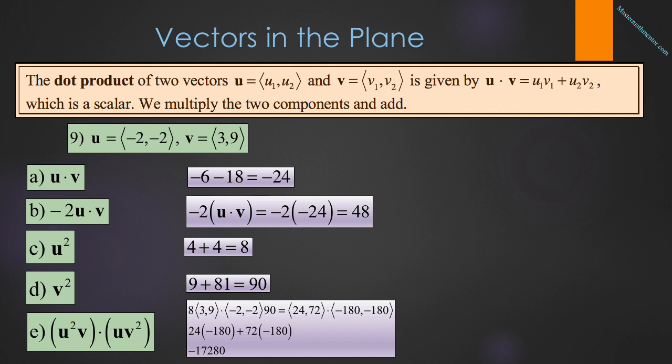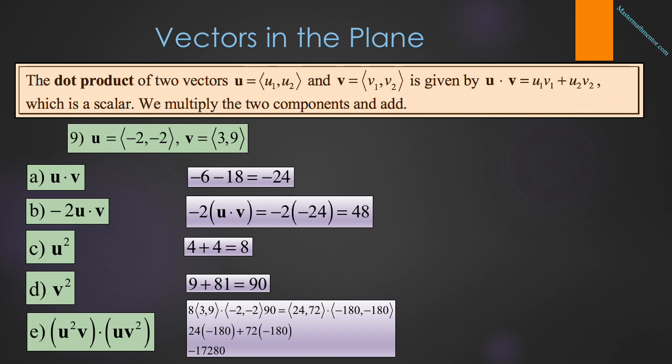B, -2 u dot v. We can factor out the -2 and write it as -2 times the quantity u dot v. And since we've already calculated u dot v, we get -2 times -24, which is 48. We could have also calculated -2u and dotted that with v. C, u squared is simply u dot u, which is -2 times -2 plus -2 times -2, which is 8. Same with D, v squared. That is 3 times 3 plus 9 times 9, which is 90.